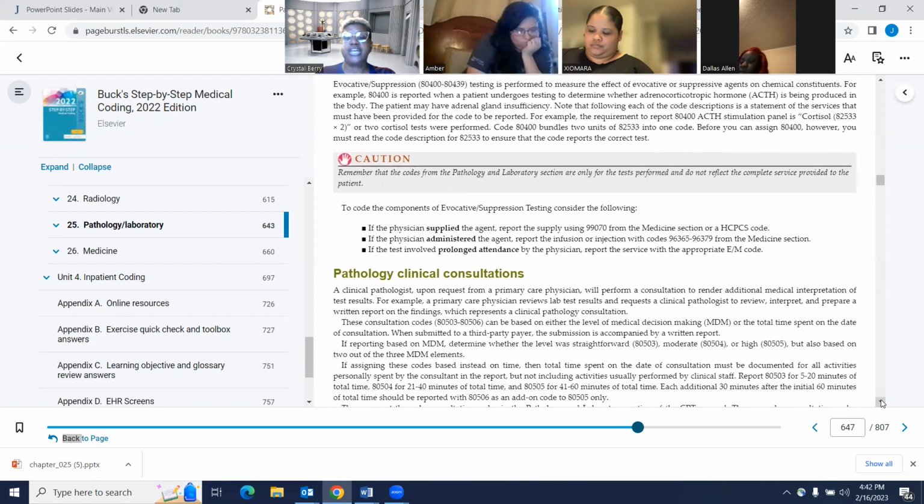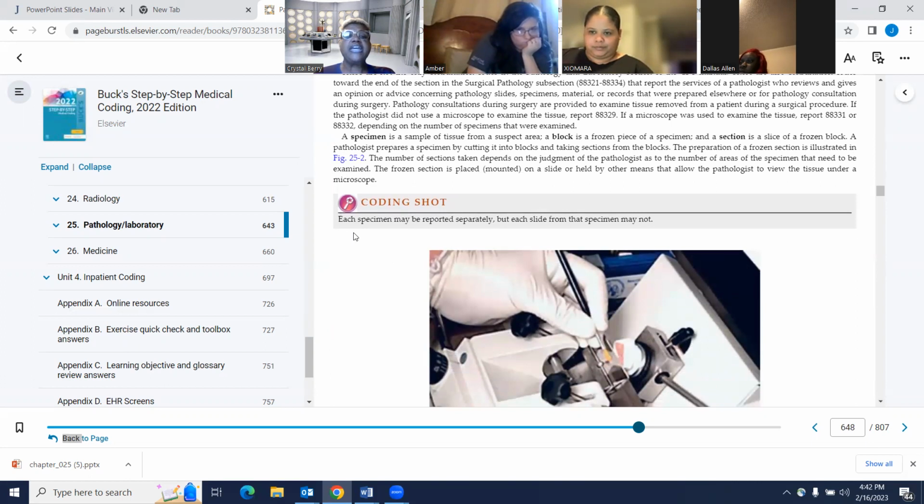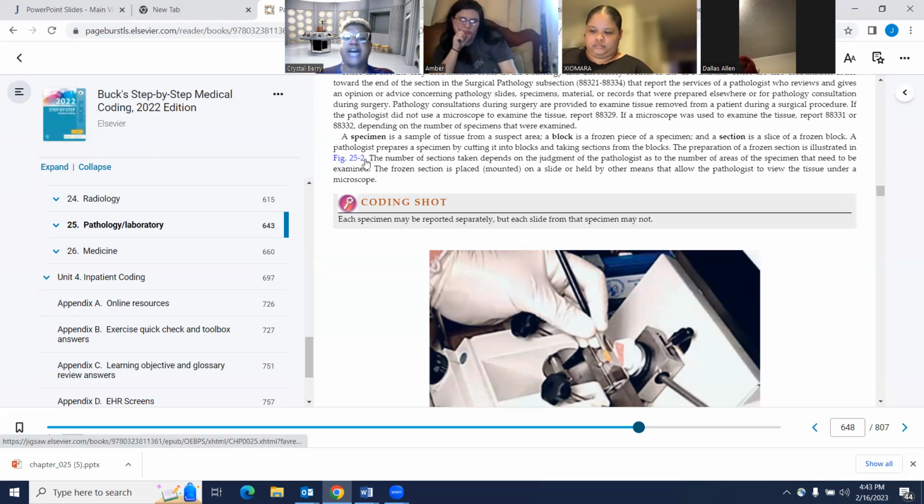Pathology clinical consultations. So we're going to go through this little part. Each specimen may be reported separately, but each slide from that specimen may not. And it says here, a specimen is a sample of tissue from a suspect area. A block is a frozen piece of specimen, and a section is a slice of a frozen block. A pathologist prepares a specimen by cutting it into blocks and taking sections from the blocks. The preparation of a frozen section is illustrated in figure 25.2.